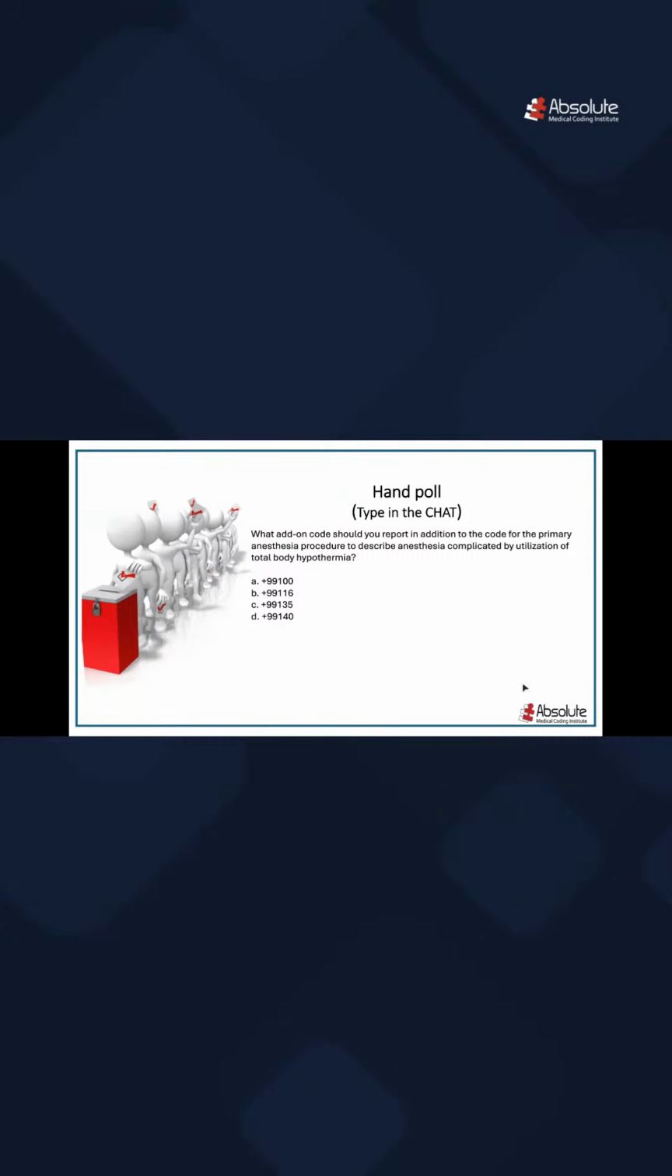Okay, your options are option A, 99100, option B, 99116, option C, 99135, option D, 99140. What add-on code should you report in addition to the code for the primary anesthesia procedure to describe the anesthesia complicated by utilization of total body hypothermia? Let's go, coders. Please put your answers in the chat. Anesthesia complicated by utilization of total body hypothermia. There you go.